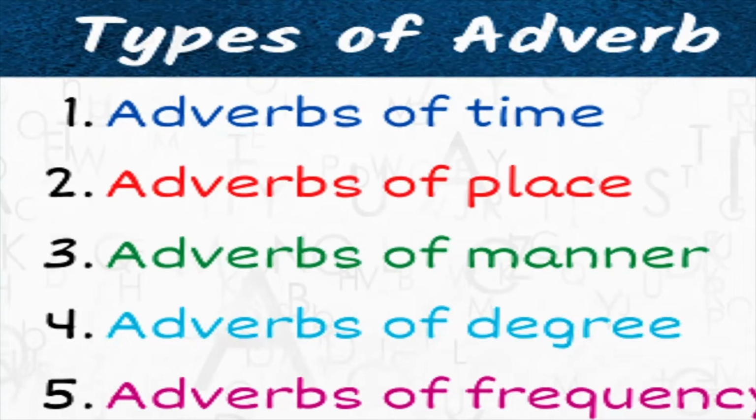So they're answering all different kinds of questions. They're answering questions of when, of where, of how much, and how many times. So these are the 5 types of adverbs: adverb of time, adverb of place, manner, degree, and frequency. Let's take a look at each one of them now.